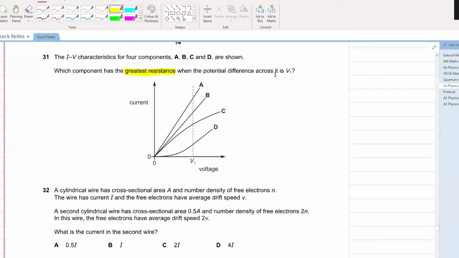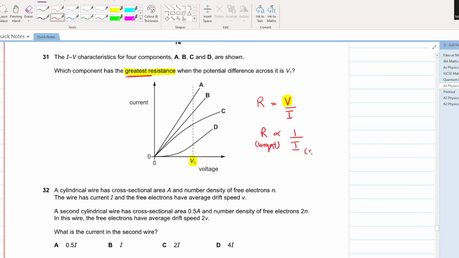Very, very easy to calculate. Now, what is the formula of resistance? Resistance is equal to voltage over current. Now here, can you see we are keeping the voltage constant? In all four wires, we are applying the same voltage. Where will the resistance be the greatest? If the voltage is constant, can you realize resistance and current are inversely proportional?